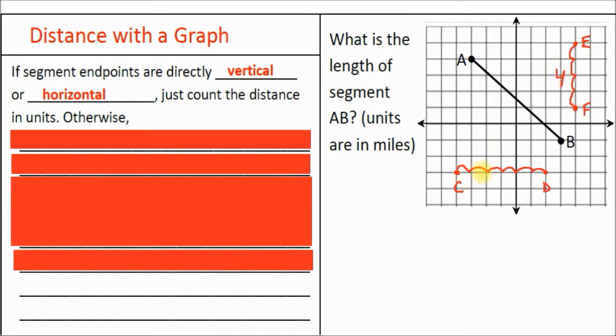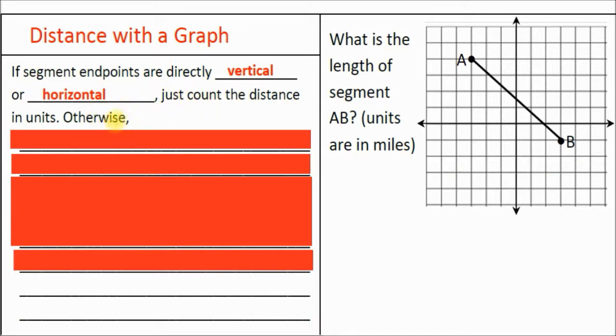And over here we had what? 1, 2, 3, 4, 5, 6. So 6 units. Make sure I got those right. So if the segment endpoints, or the points on the graph, are directly vertical of each other, up and down, or horizontal, left and right, all you have to do is count the units. Let's go ahead and erase all that stuff over there, and then we will continue.